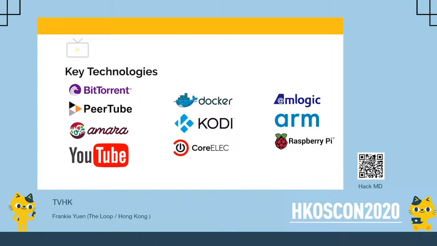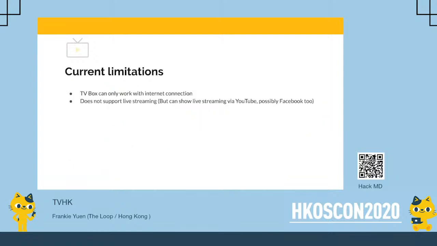So we've been testing other possible devices as well, and I think this comes out really well. Of course, the hardware behind it is ARM, and it's being designed by a company called Amlogic. So let's move on. The current limitation is that this TV box can only work with an internet connection.